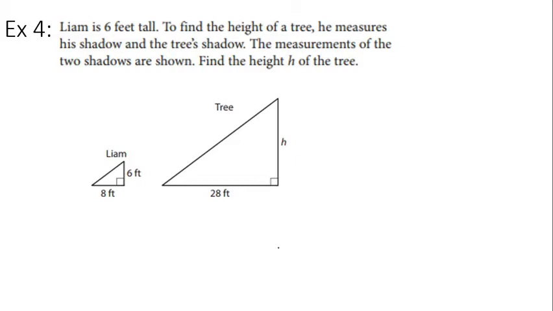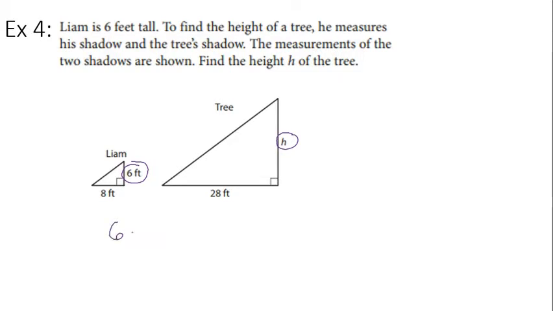Example 4, similar to what we've been working on. It says here Liam is 6 feet tall. To find the height of a tree, he measures his shadow and then the tree's shadow. So the measurements of the two shadows are shown. Find the height of the tree. So again, Liam is 6 feet tall. We're looking for how tall the tree is.